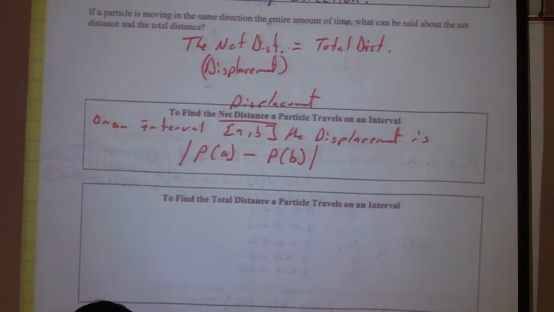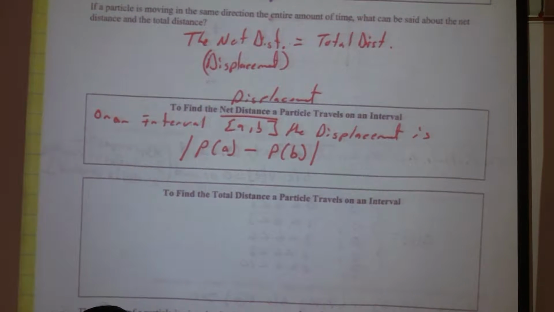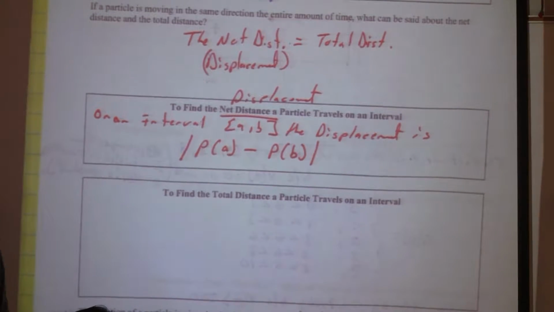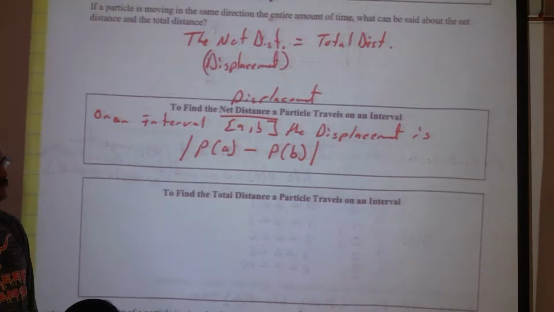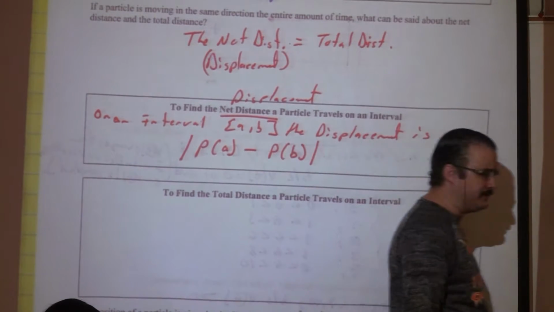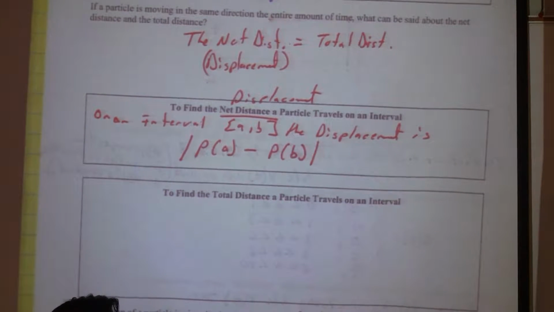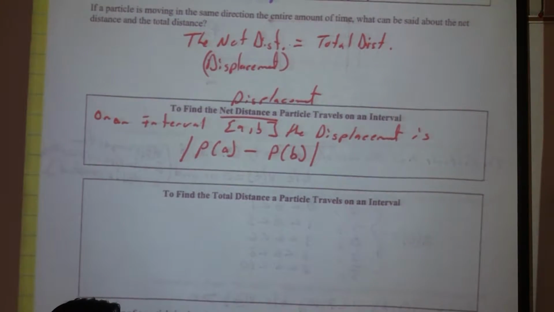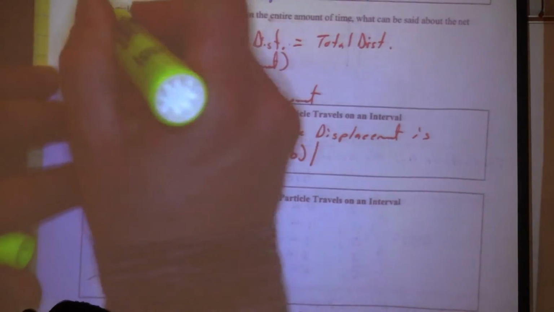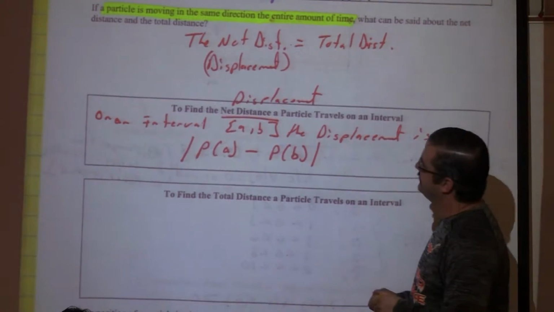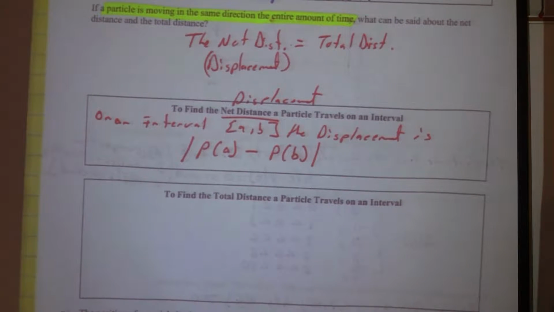Alright, so what could we say about the total distance if the particle only traveled in one direction? It would be the same as the what? As the displacement. Do you want me to write that down? It's up here, right? We wrote it? Right? So if the particle, I guess we could highlight it. Yeah. So if the particle is moving in the same direction for the entire amount of time, we know that the total distance should equal the what? The displacement, right? Or the net distance.